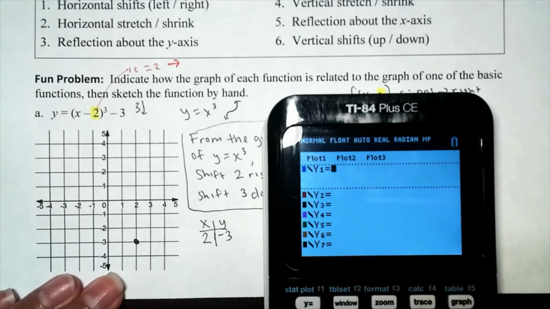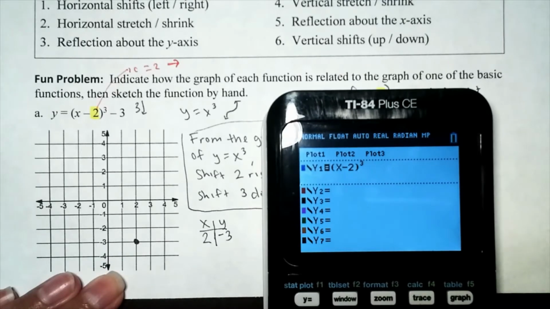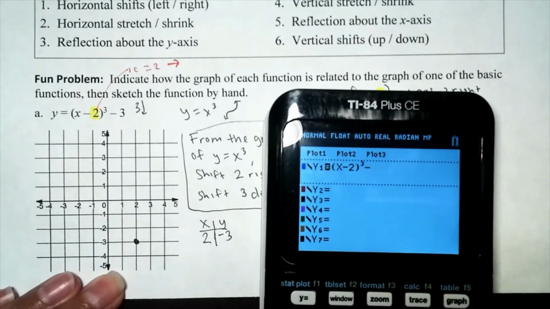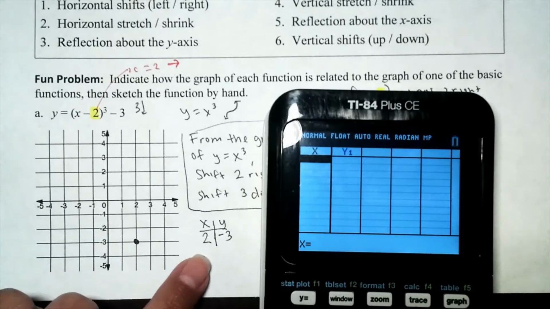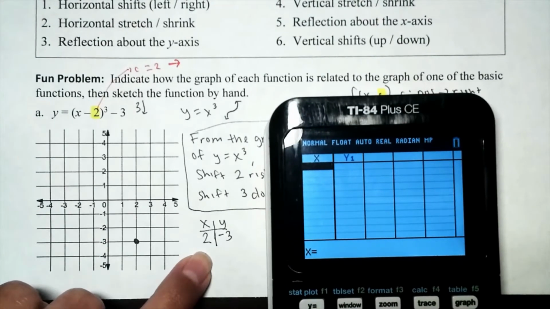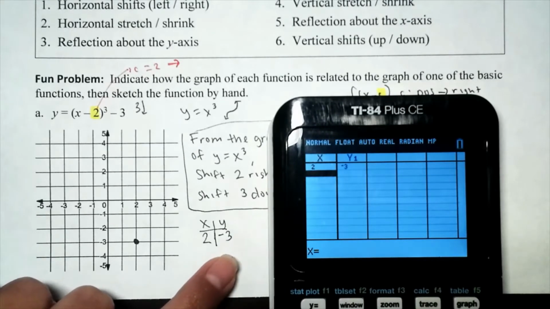Okay. So we have y equals x minus 2 raised to the 3rd power. And then we're going to subtract 3 from it. And then we're going to go to the table of values. So from our commands, when x equals 2, y should equal negative 3. And looks like we did it correctly.